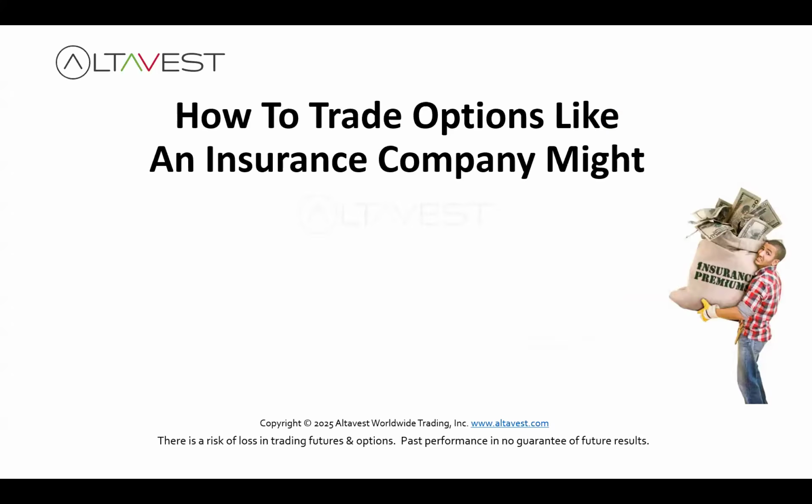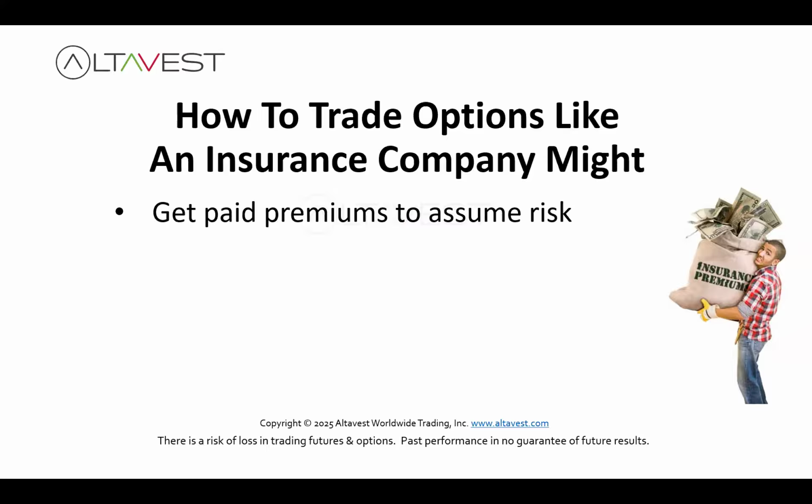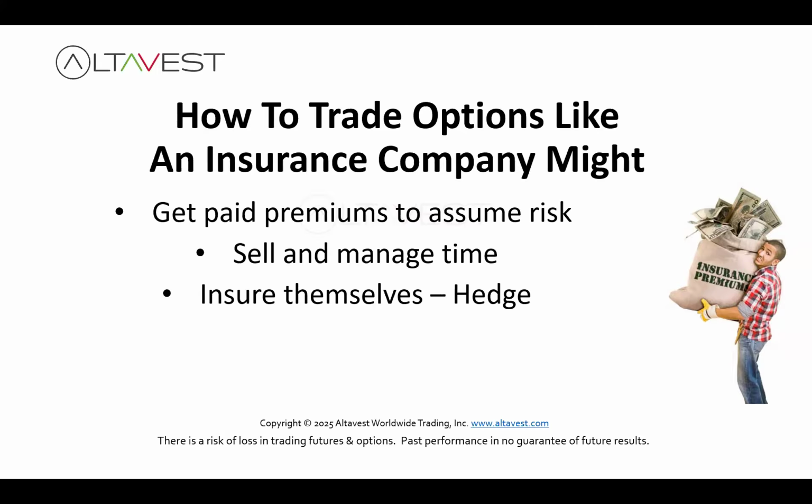And now let's look at how we might approach trading options. We talked a little bit about the theta and the delta and so forth, but some of these larger companies, firms and institutions trade options in a particular way, sort of how an insurance company might trade. They are paid premiums to assume risk. So they're basically selling options, so to speak. They're selling and managing time. They insure themselves by hedging, or what they call reinsurance, I suppose, in the insurance market.